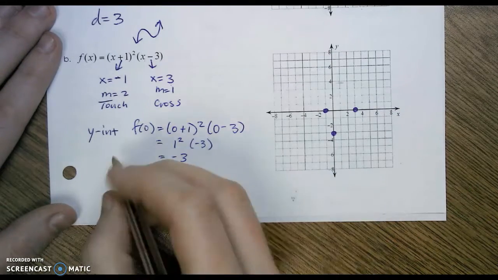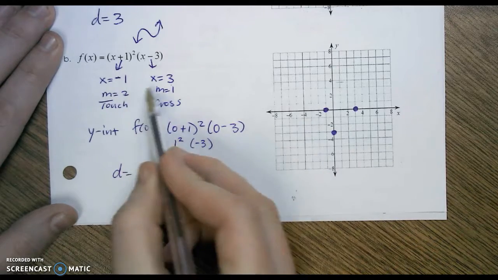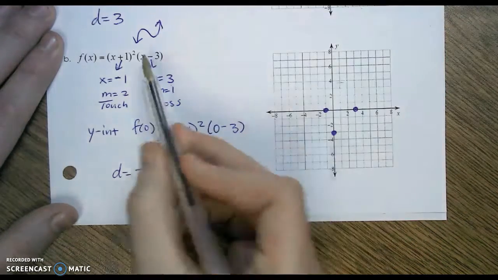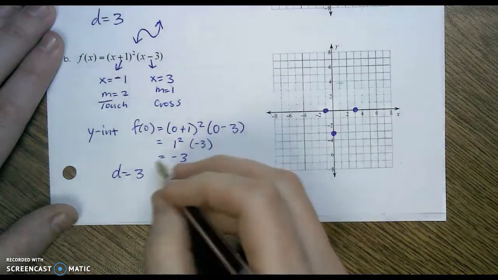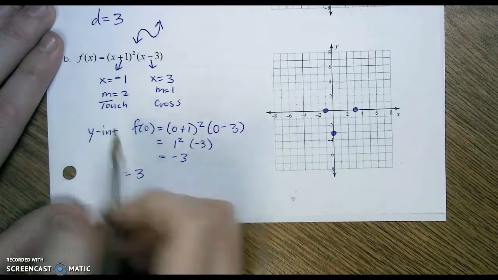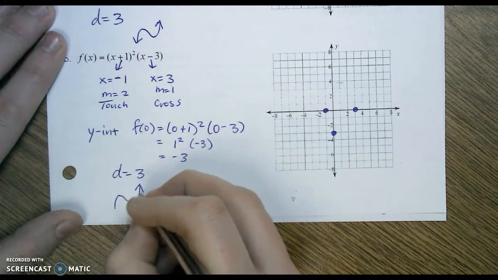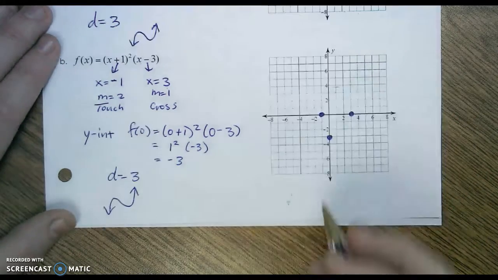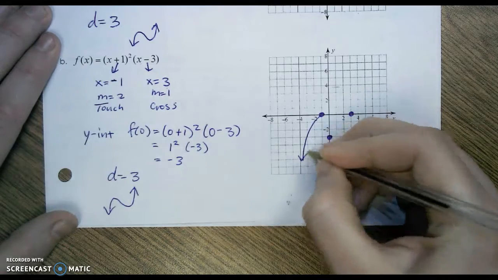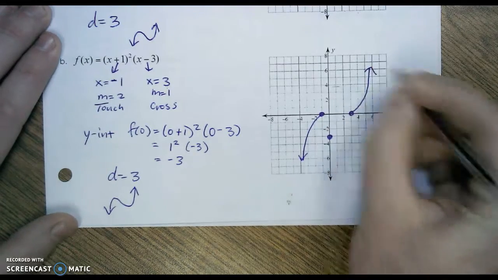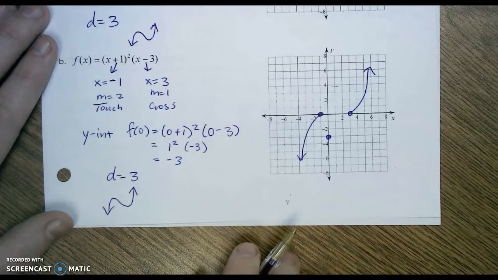And then I need to look at the degree. So you can add your multiplicities, it's degree 3, or you can add your exponents, it's up to you, degree 3. And the number in front is positive, it's an invisible positive 1, so that means it's going to be a positive cubic function. So that means it's going to end down on the left and up on the right. So we put that on the graph.